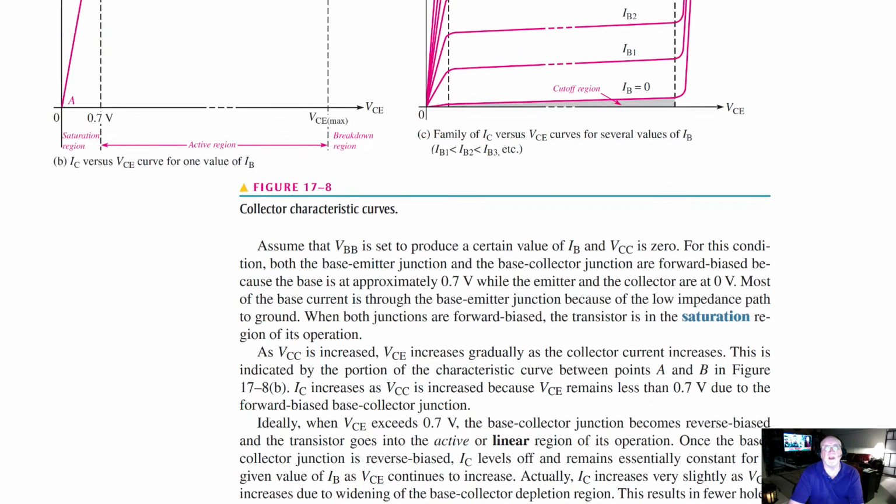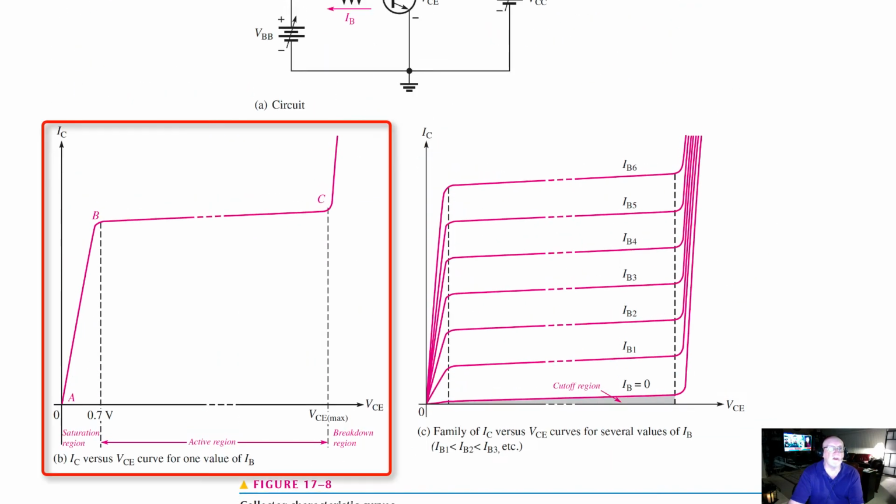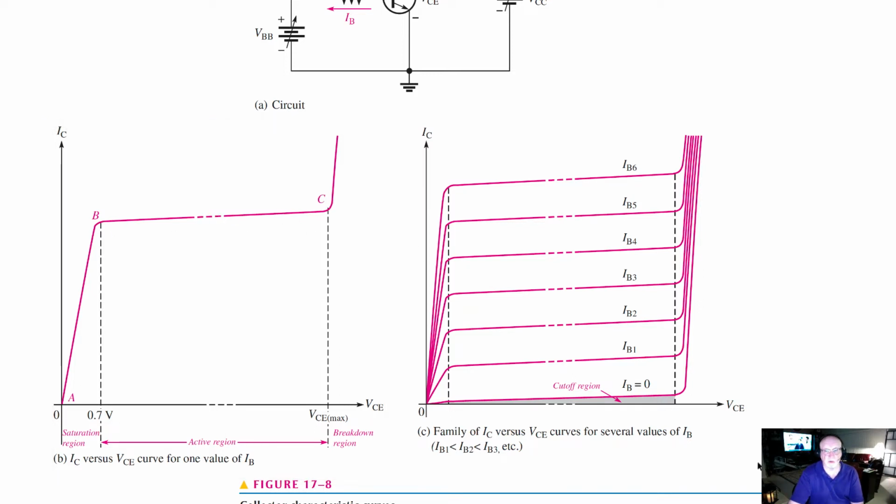So if we look at that in the diagram here, we can see this small area here is the saturation region. We want to be here in the active region, as we'll see later.